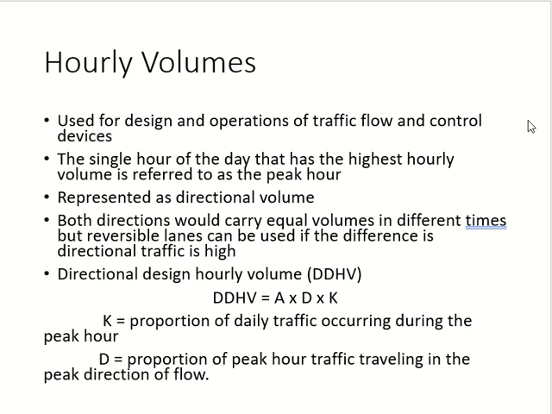Okay, the direction which has more. Clear? So one has 60%, the other one has 40%. D will be what? 60 or 40? 60. Right? Okay. Then A was the daily, so it has all the hours, right? And I want to convert it to 1 hour. So K is the percentage of traffic in the peak hour.